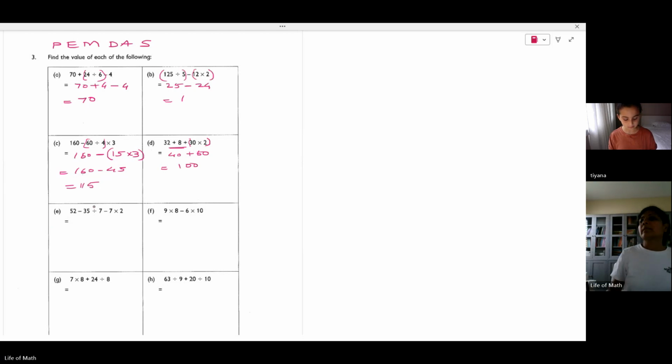Next one. 52 minus 35 divided by 7 minus 7 times 2. Parenthesis on a division first. And then parenthesis on a multiplication first. So this will be 52 minus 5 minus 14. And that will be 33.